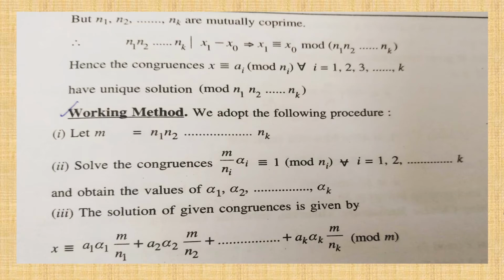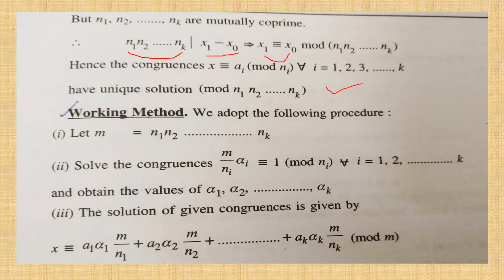Now we have to prove the uniqueness of the theorem. Let x1 be another solution. So x1 will satisfy the set of linear congruences. x naught is also a solution. Since both are solutions, both are congruent to each other. Therefore, ni will divide this difference. Since n1 and n2 and the rest are mutually co-prime, the product of these numbers will divide this difference. So x1 is congruent to x naught modulo n1, n2, nk. So this solution is unique, as x naught is congruent to x1. So the theorem is proved here.